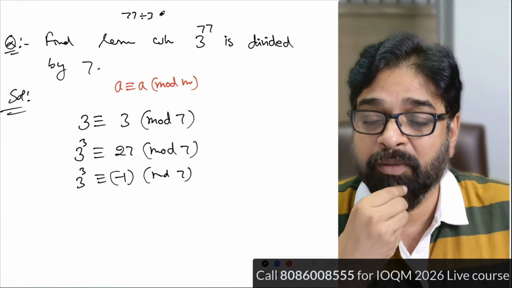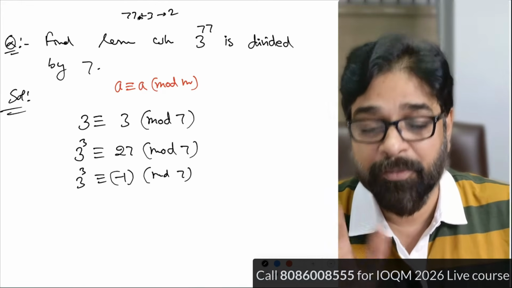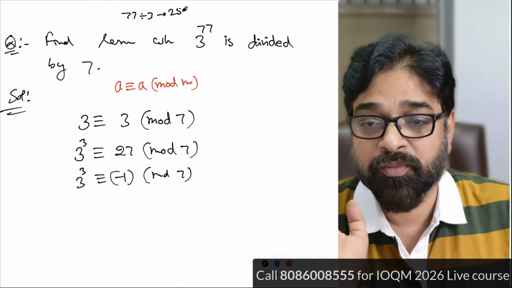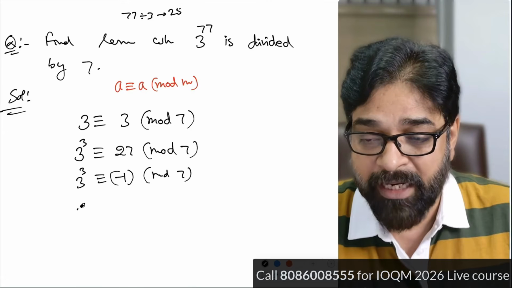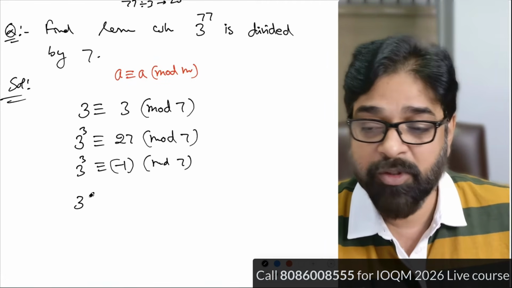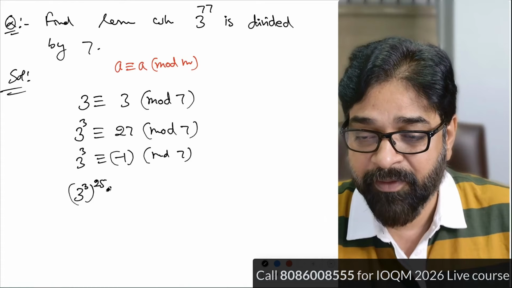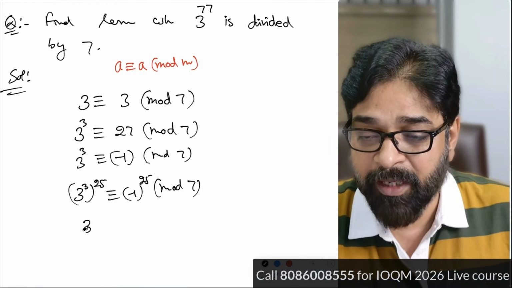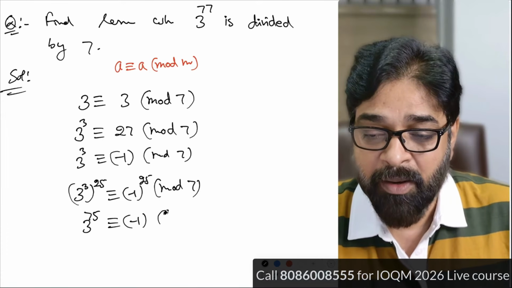So what will the remainder be? 3 2s are 6. Basically, you don't have to do it this way, but I'm doing it. And 3 5s are 15, remainder 2. That means 25, we can do power on both sides. On both sides I'm going to do power 25. So 3 power 75 is congruent to minus 1 power 25 modulo 7, which becomes minus 1 modulo 7.